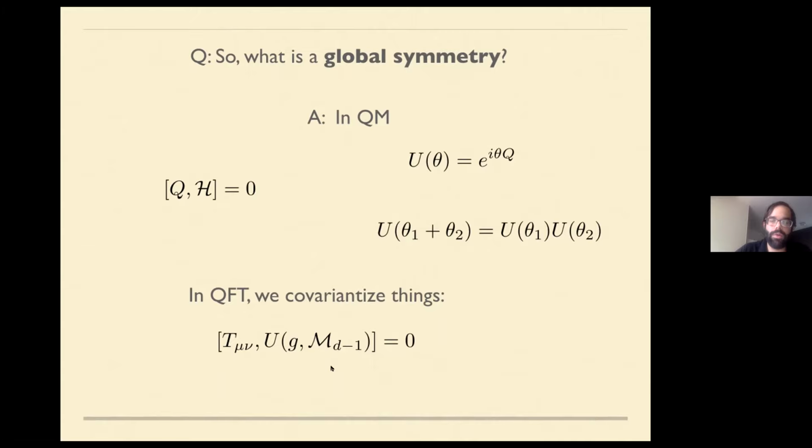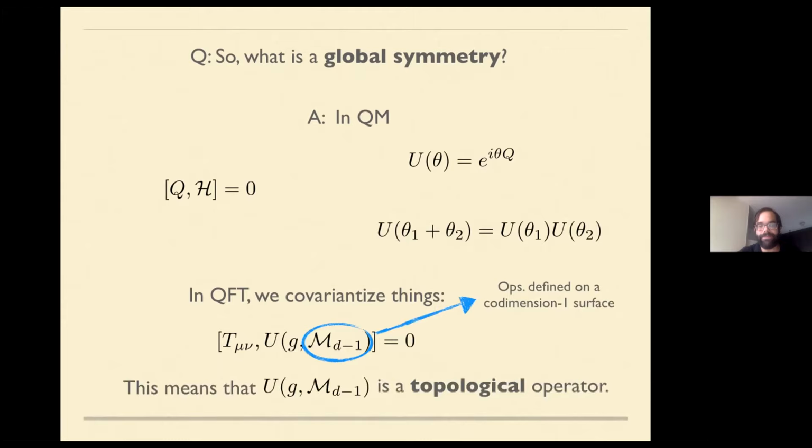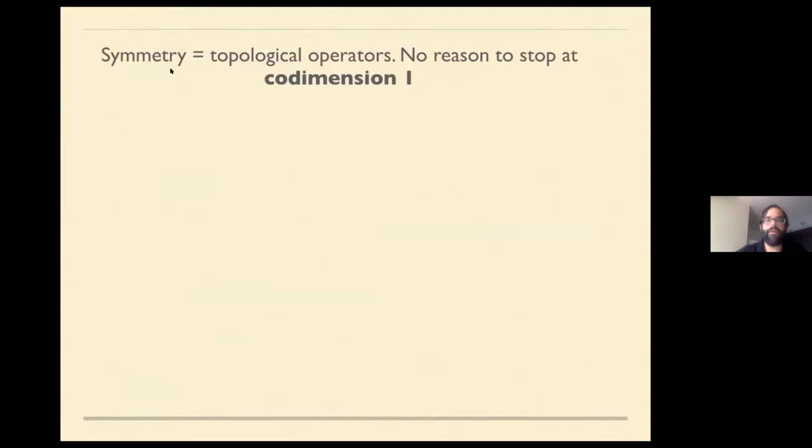And because in canonical quantization you foliate spacetime by codimension one surfaces, the unitary operators, when you do it in a Lorentz or Euclidean invariant way, are naturally going to be defined on codimension one surfaces, okay? So the natural extension of a global symmetry to quantum field theory involves these unitary operators defined on codimension one surfaces. And the fact that they don't see the stress energy tensor, because the stress energy tensor is the generator of infinitesimal diffeomorphisms, means that these operators are actually topological operators. Okay? So the modern understanding of what it means to have a symmetry is that you have a certain class of topological operators which satisfy some sort of group law. Okay, so that's the basic gist of what a global symmetry is.